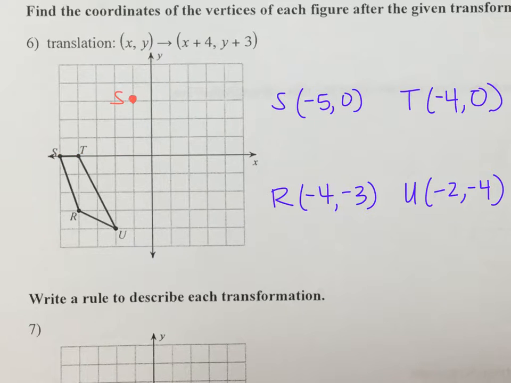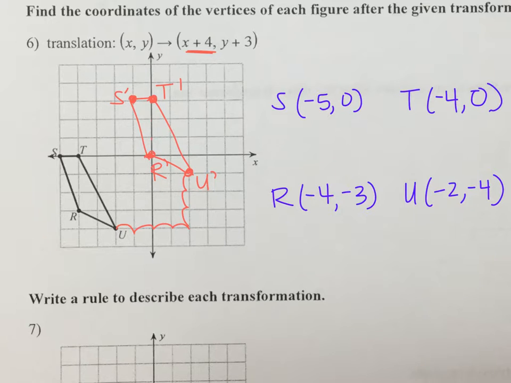Do the same thing for the T. Over 4, 1, 2, 3, 4, because the directions say plus 4, up 3. There's my new T. The R, I got to go over 4, 1, 2, 3, 4, up 3, 1, 2, 3. There's my new R. And my new U, over 4, 1, 2, 3, 4, up 3, 1, 2, 3. There's my new U. Connect all my lines. And then you could just write those coordinates down. That's the first way to do it.